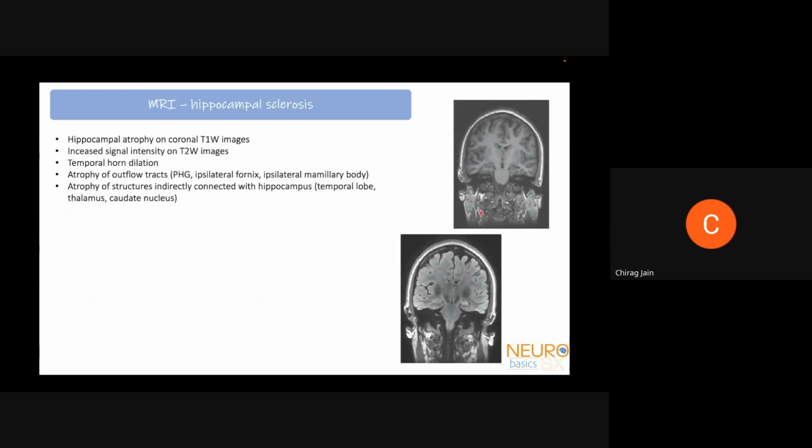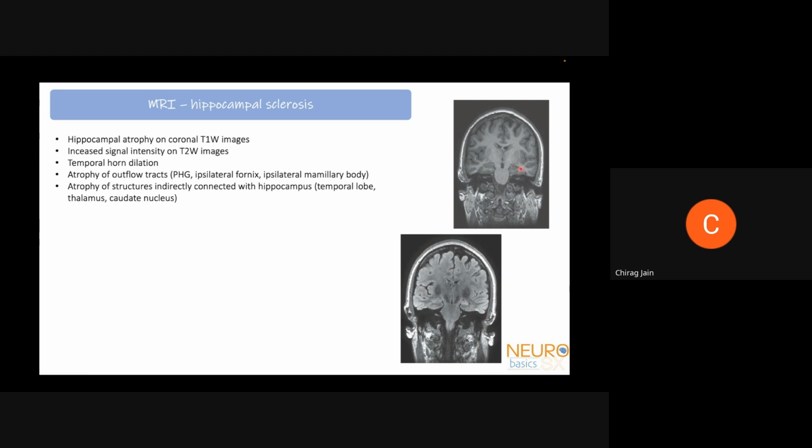So this is a case of hippocampal sclerosis, and there are very obvious and clear findings that you should look for in patients with mesial temporal sclerosis. You'll see on T1 mirrored images, as we can see here, there's hippocampal atrophy. The second thing would be increased signal intensity on T2 and FLAIR images, as we can see here. There will be temporal horn dilation.